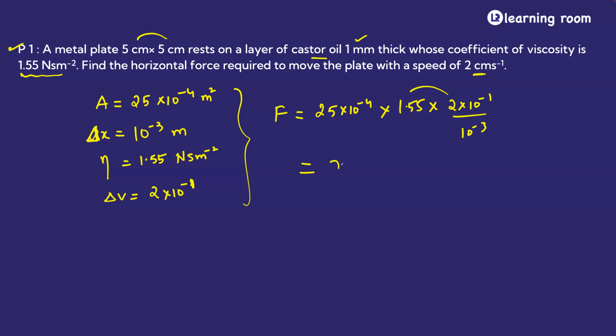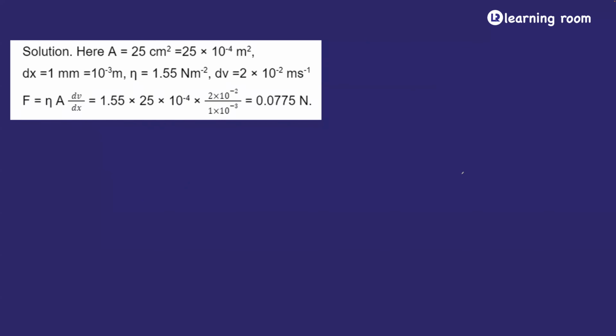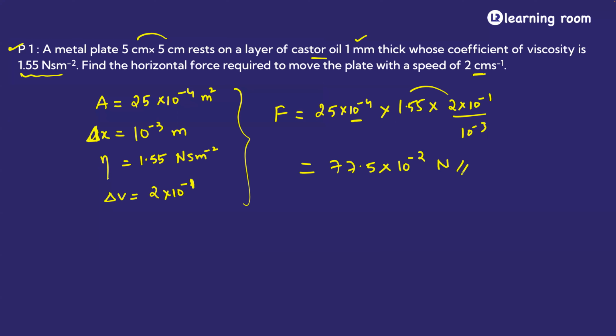So it is 77.5 into 10 power minus 4? 10 power minus. So this should be the force that is required to overcome the viscous force to make it move. Let's check the answer once. So 77.5 into 10 power minus 2. I hope it's clear. Right? Shall I proceed?